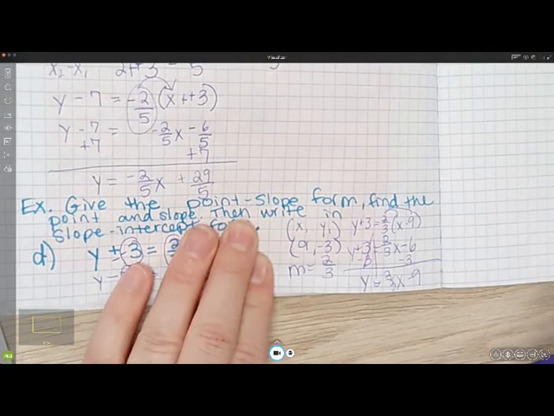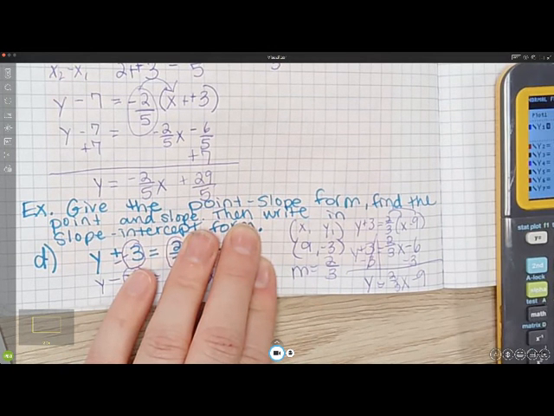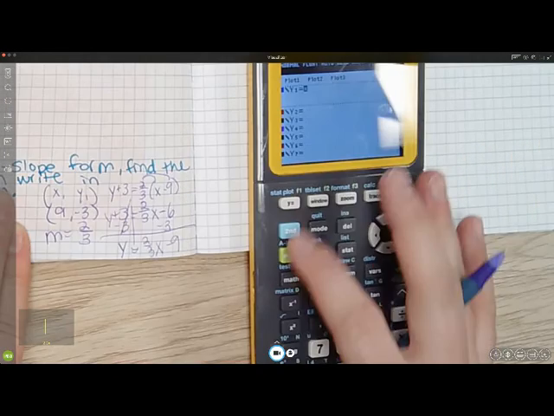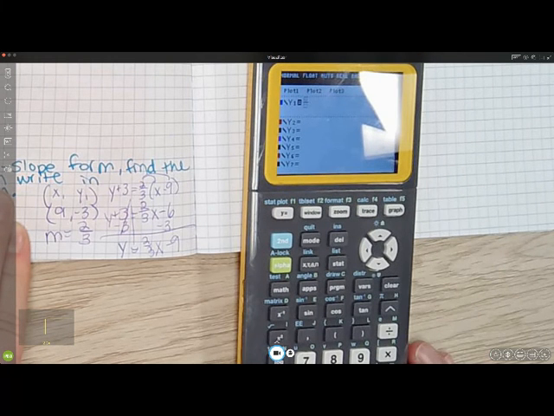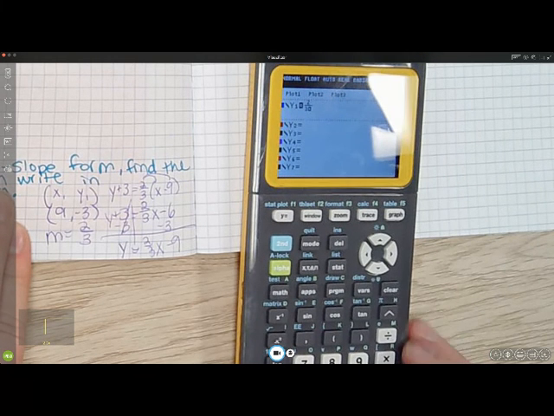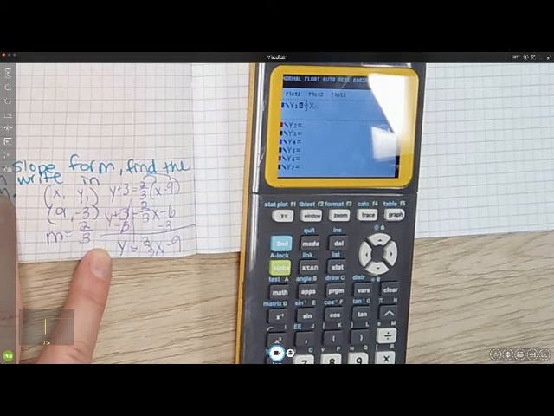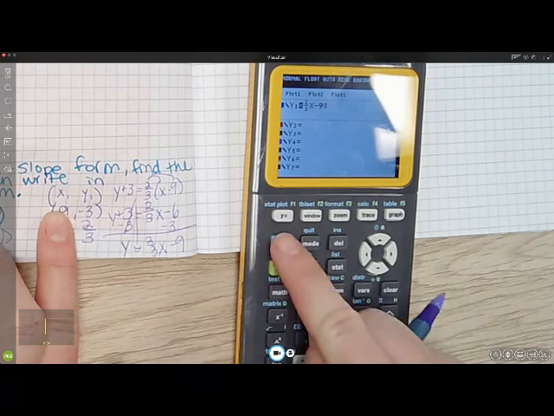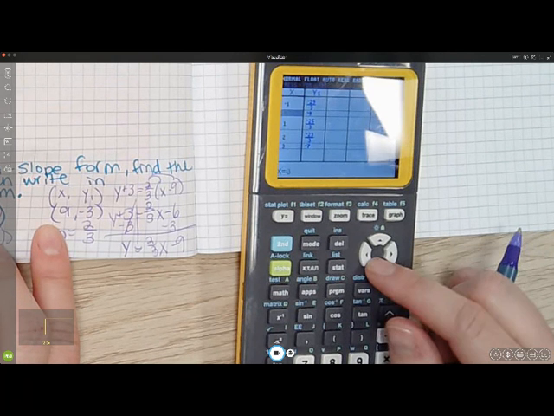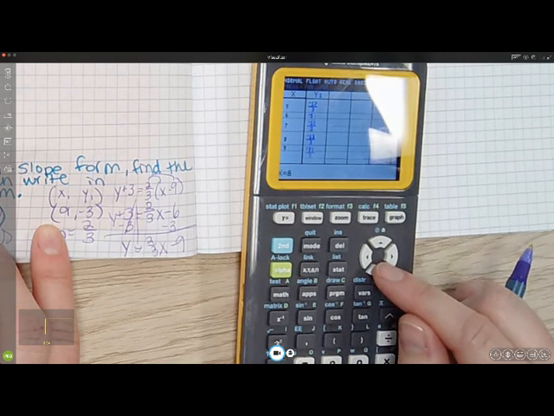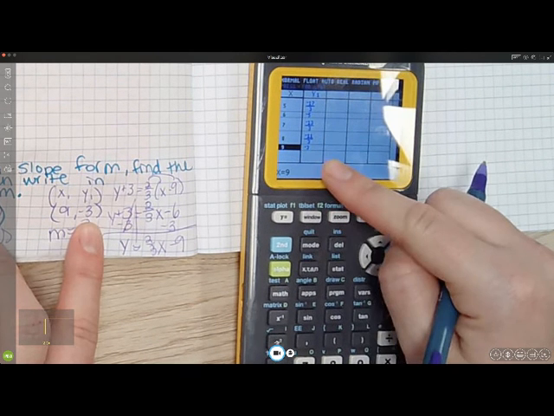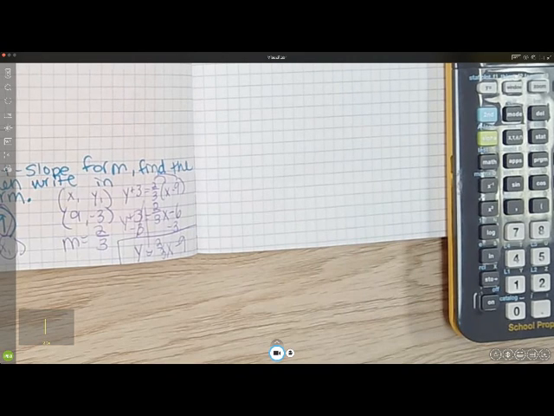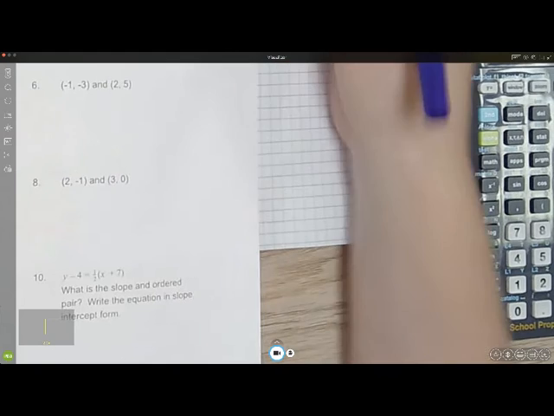Sorry that looks so bad. No, it doesn't. Okay, so let's go to y equals, and we are going to change this to 2/3 x minus 9. And we're going to check to see if this point is on there. Table. 9 and negative 3. So that works. We did it right.